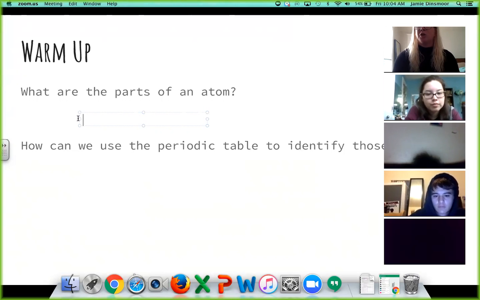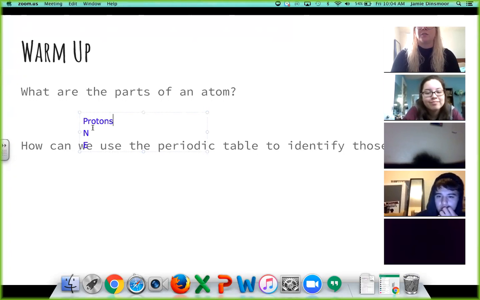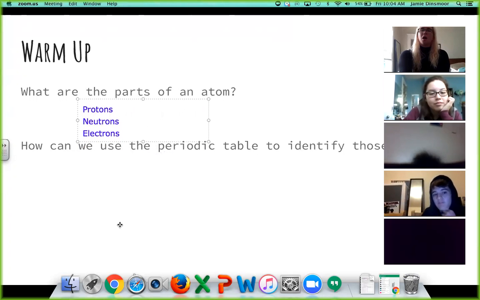Anyone have ideas on the parts of an atom? I'll give you the letters that they start with. Thank you, Abby. Protons, neutrons, and electrons. That's not how you spell neutron, is it? There we go. Electrons. All right, awesome. So thank you, Chris, also saying the same thing here, protons, neutrons, electrons.